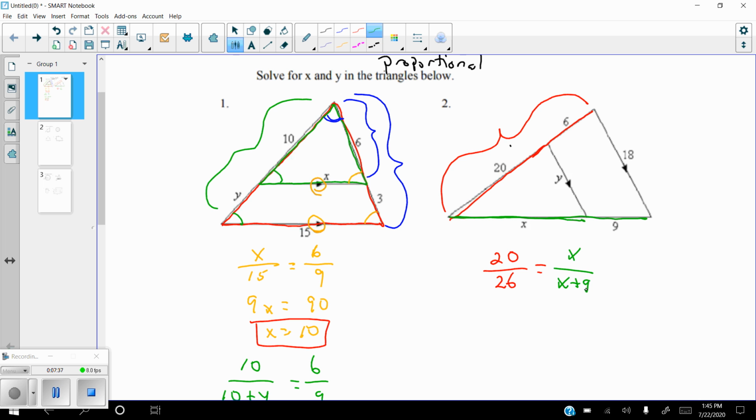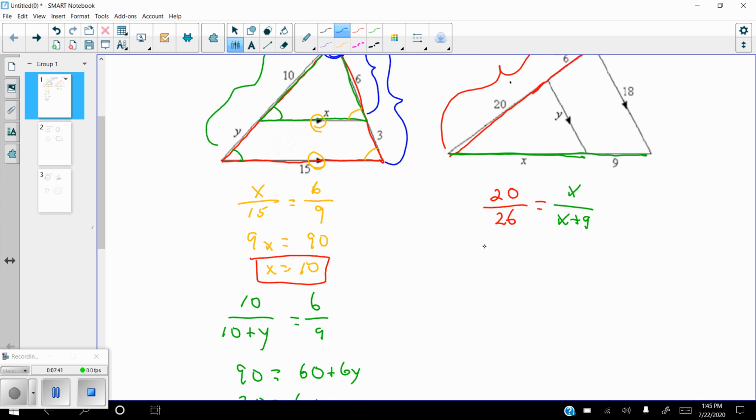Okay, same exact idea. We're just going to do a little cross multiplication. So we're going to get 20x plus 9 times 20, which is 180, equals 26x. Subtracting 20x on both sides, we get that 180 equals 6x. And then dividing both sides by 6, we get that x equals 30.